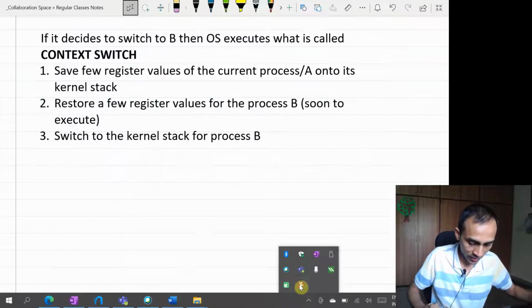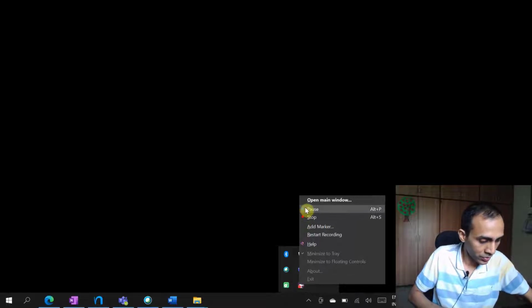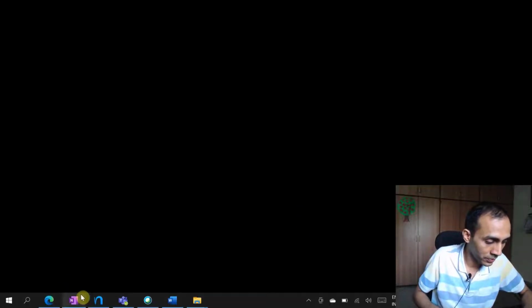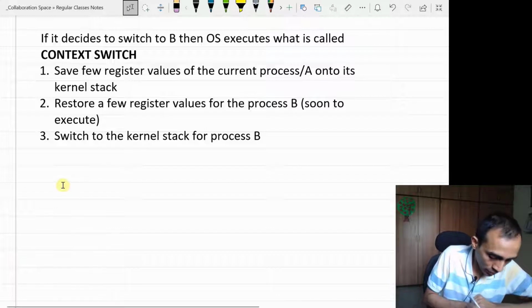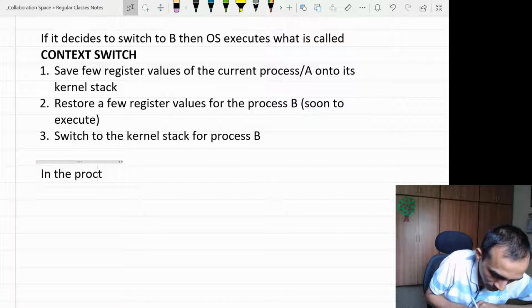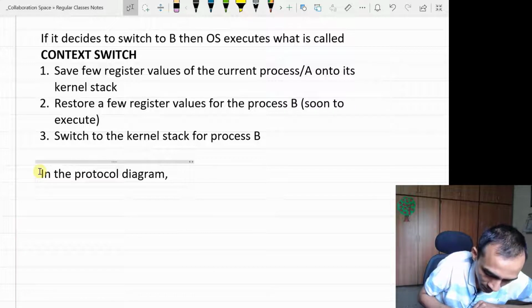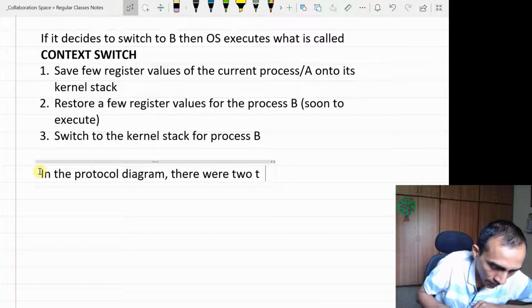It is a slightly subtle thing. It's not explained that way in books, but the actual way it happens is this. In the protocol diagram that we just saw, there were two types of register save and restore.